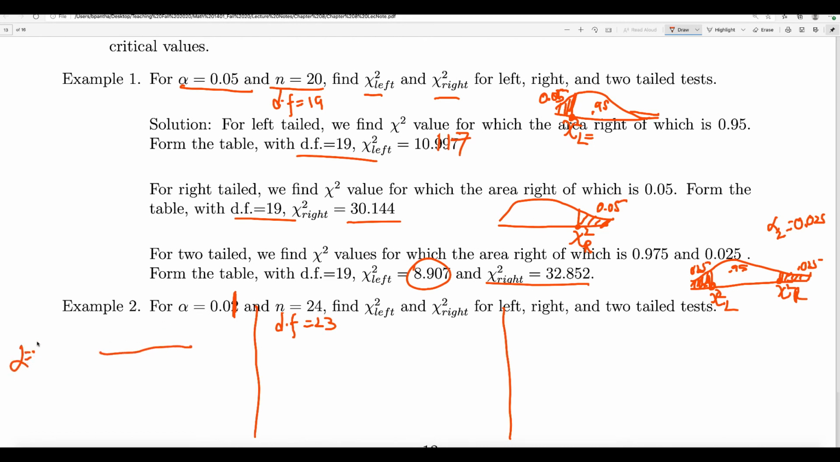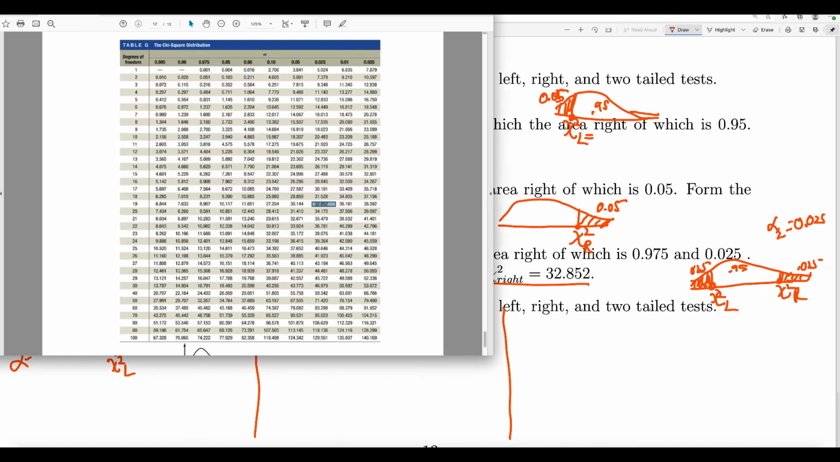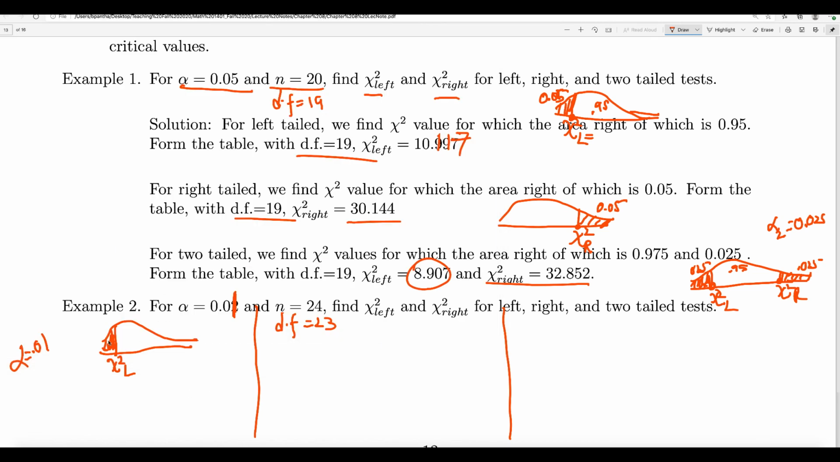So for the left tail test, alpha is 0.01. We need to shade only on the left side, right? 0.01 is somewhere here. So this value is chi-square left. Degrees of freedom is 23. So we look at the table with degrees of freedom 23, and the column of what is the right area here? Since the left area is 0.01, right area is 0.99, right? So we need to look at the column of 0.99.